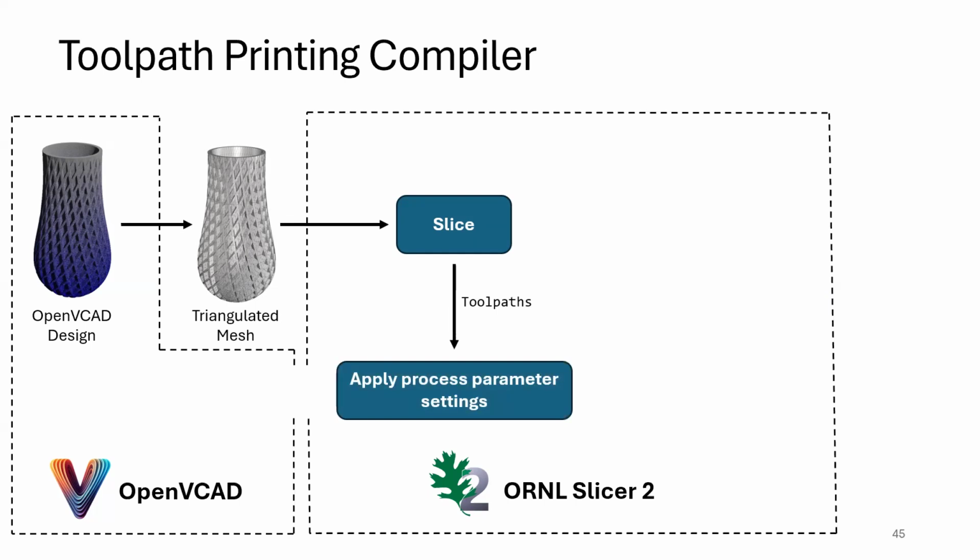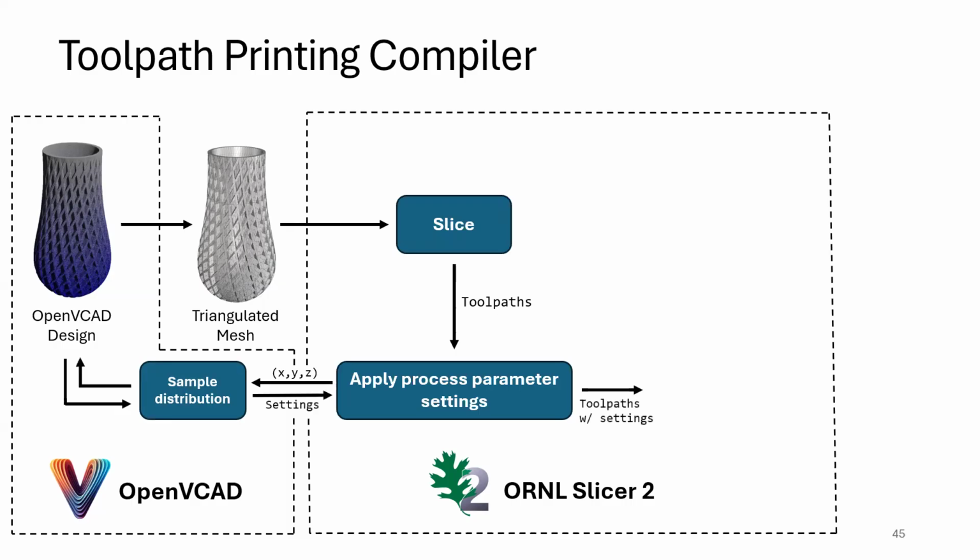So perhaps our printer is one of those mixing systems, and we need to be able to apply the correct ratio of the two materials to extrude that tool path as. In this case, we'll use the XYZ coordinates of those tool paths, give it to OpenVCAD, sample the material distribution from the design, and that'll give us some kind of settings we can apply back. In this case, we now have tool paths matched with their settings.